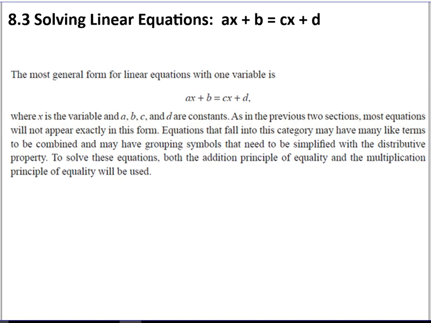So let's make sure that we understand what they're talking about here. And so let's give an example and describe some of these things. So first thing that's mentioned is distributive property.